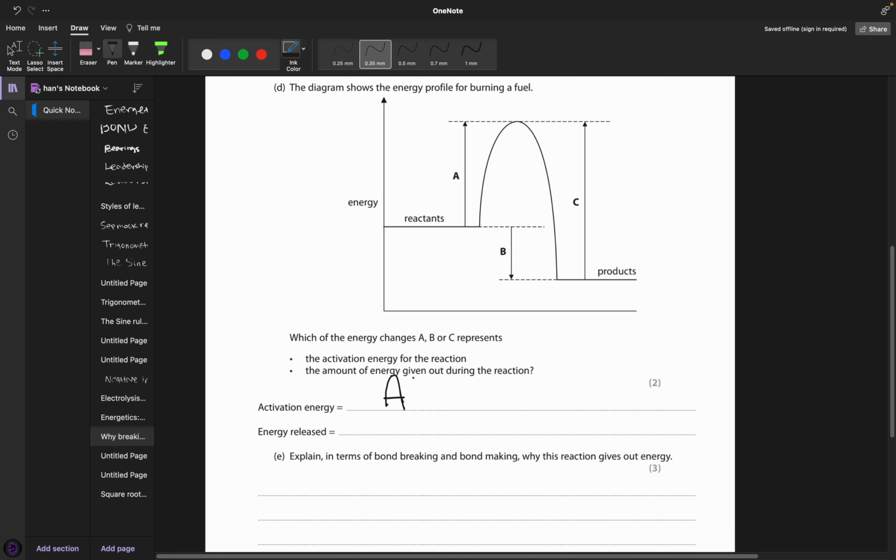And the amount of energy given out during the reaction has to be B. I'll explain this right now. Why is it B instead of C? C is the total energy given out during the reaction, but it also includes the energy taken in from, say, the Bunsen burner to start off the reaction. That's not the energy given off by the reaction itself. B is the only energy actually being released from just the reaction, not the activation energy being re-released. So it has to be B.